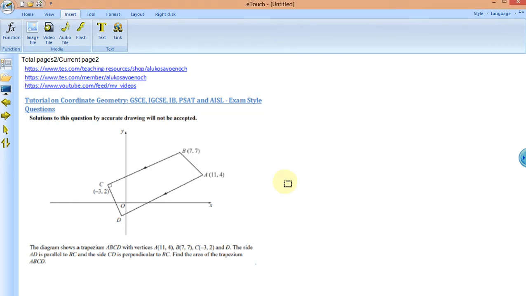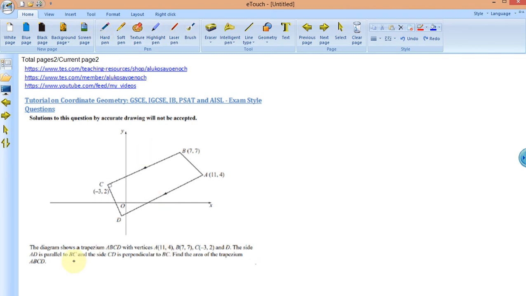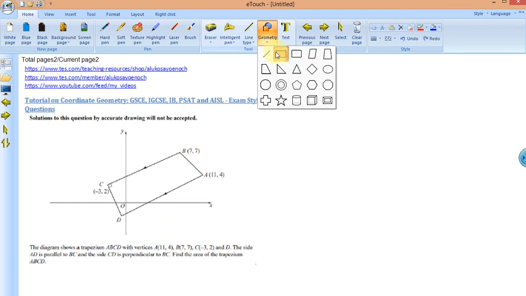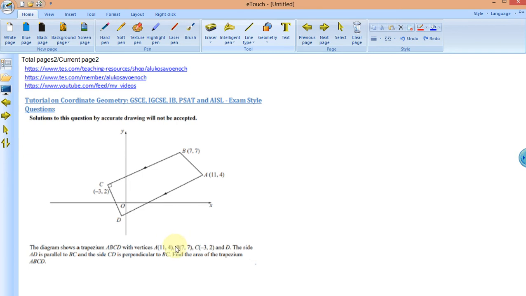The first step to solving this problem is to find the gradient of line BC. So this is line BC here. Let me put that in a rectangular box for a better understanding. Because we have all the information about points B and C, we have the full coordinates there. I can't do anything with AD because we don't have the coordinate of D. So let's just go ahead with this one.